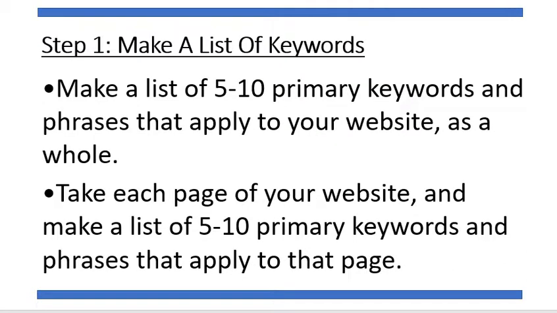When you're making your list of keywords, you're going to want to make two lists. One would be the primary keywords and phrases that would apply to your website or your business or organization as a whole. And then separate from that, you'll take each page of your website and make a list of 5 to 10 primary keywords that would just apply to the topic that's covered on that page.